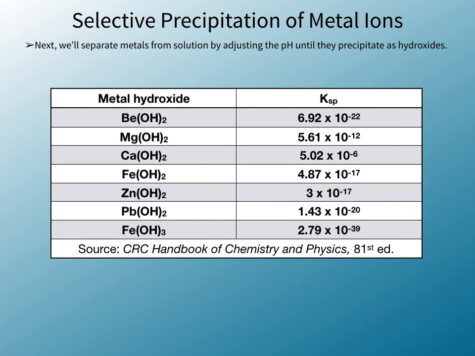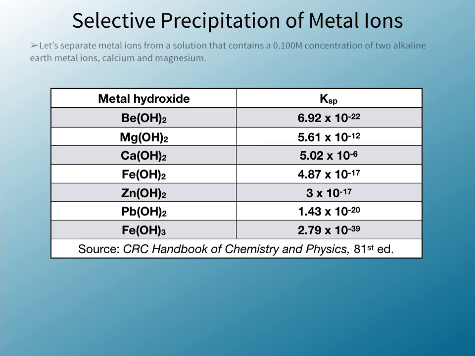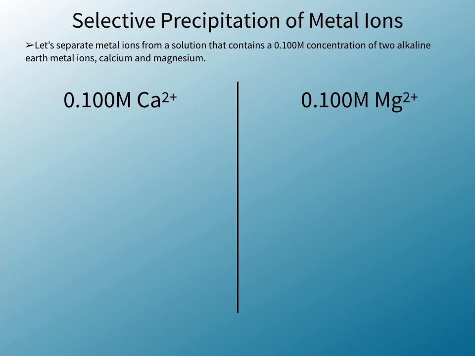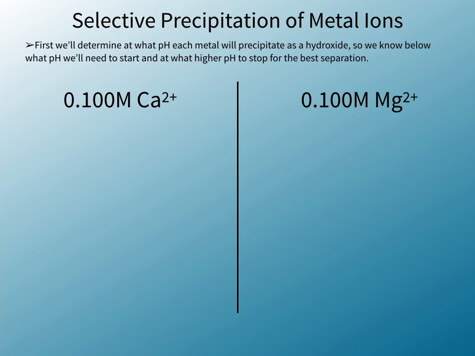Next, we'll separate metals from solution by adjusting the pH until they precipitate as hydroxides. The different Ksp values of metal hydroxides dictate at what pH they'll precipitate. Let's separate metal ions from a solution that contains a 0.1 molar concentration of two alkaline earth metal ions, calcium and magnesium. First, we'll determine at what pH each metal will precipitate as a hydroxide, so we know below what pH we'll need to start and at what higher pH to stop for the best separation.